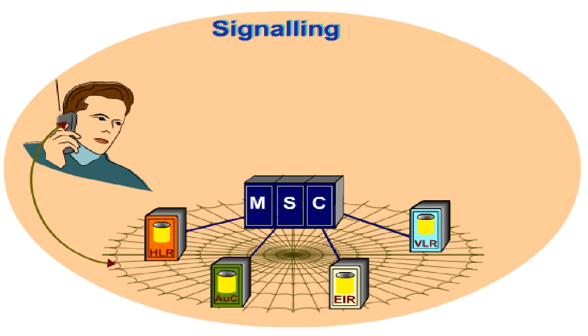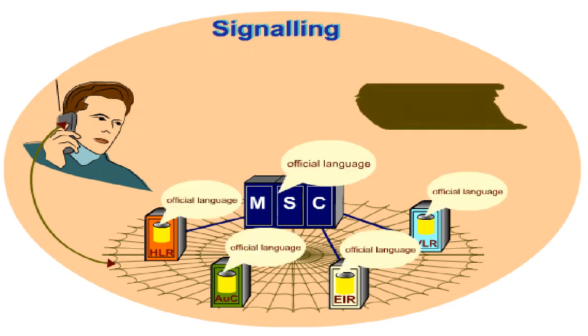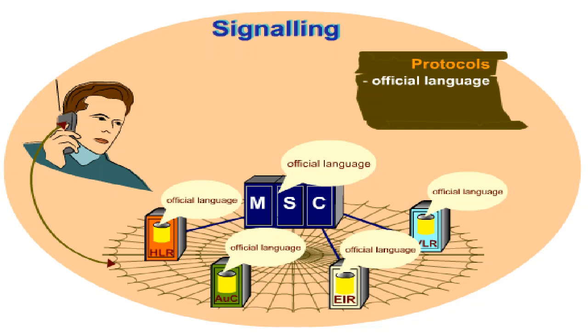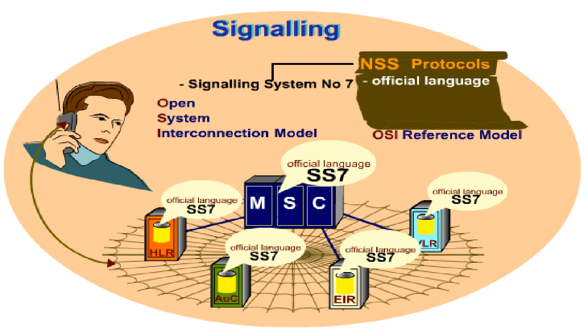To make sure that the individual elements through which the information travels can understand each other, they must, as it were, agree on a common official language. This language is specified by protocols. The protocol used in the network subsystem, NSS, is called Signaling System Number 7, or SS7. SS7 is based on the Open System Interconnection Model, also called the OSI Reference Model.